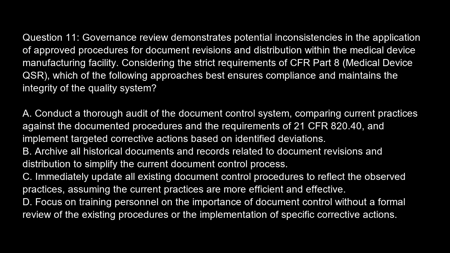Option B. Archive all historical documents and records related to document revisions and distribution to simplify the current document control process. Option C. Immediately update all existing document control procedures to reflect the observed practices, assuming the current practices are more efficient and effective. Option D. Focus on training personnel on the importance of document control without a formal review of the existing procedures or the implementation of specific corrective actions.